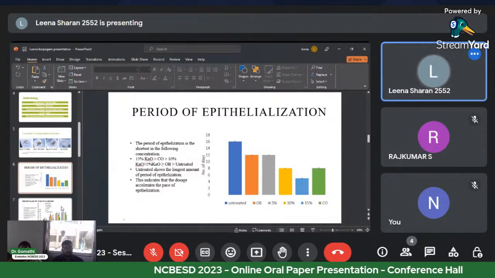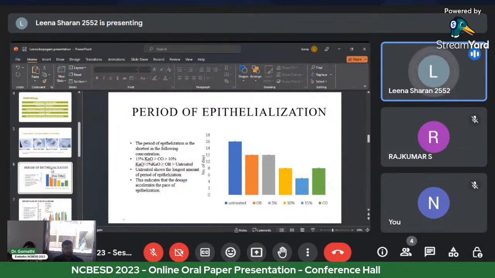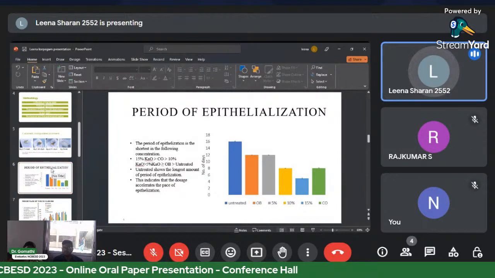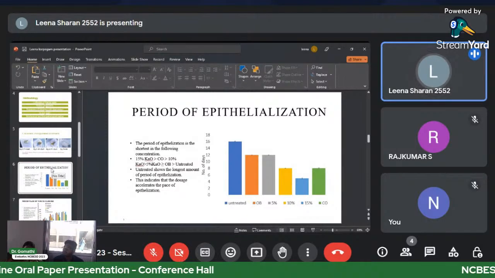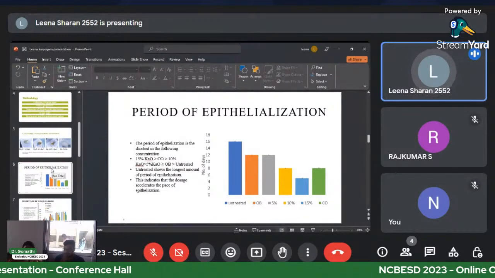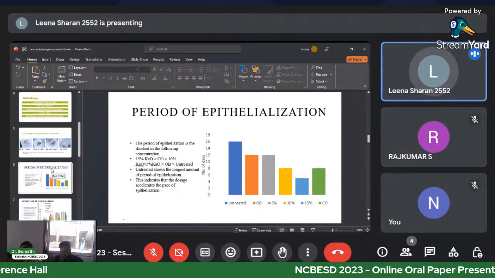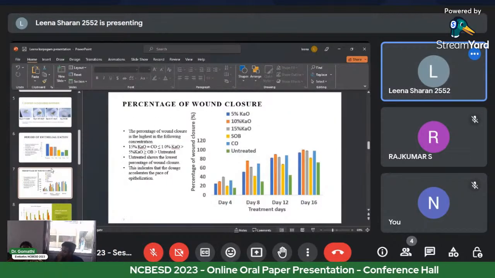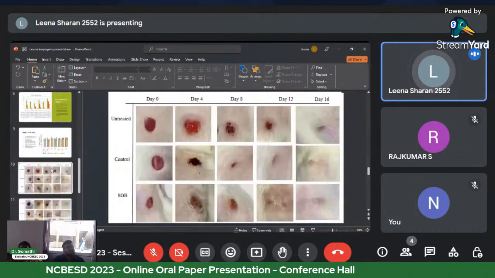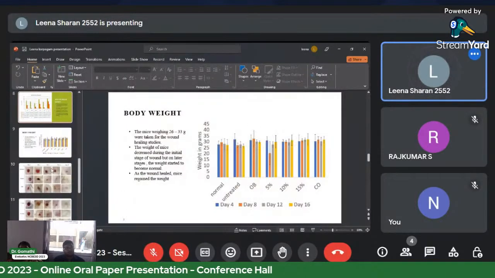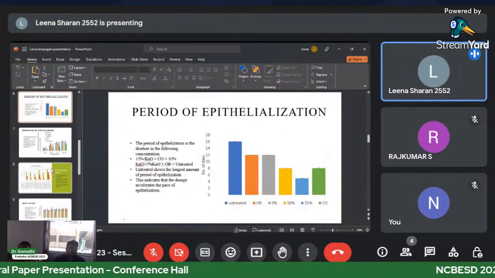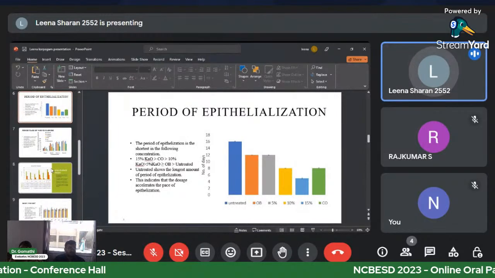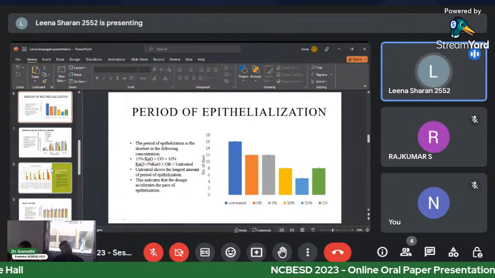So we took albino mice for the in vivo study. We induced an excision wound model, to which we applied the ointments. We had a treatment period of 16 days.